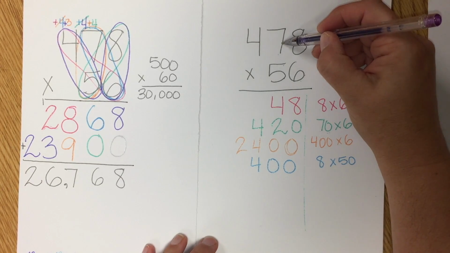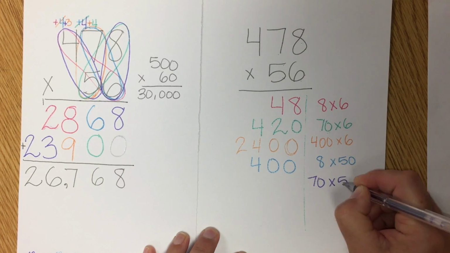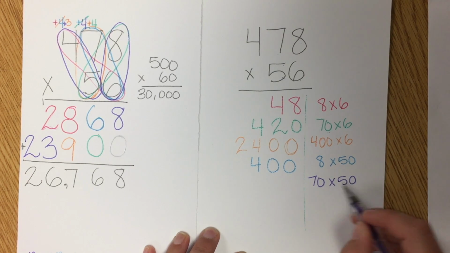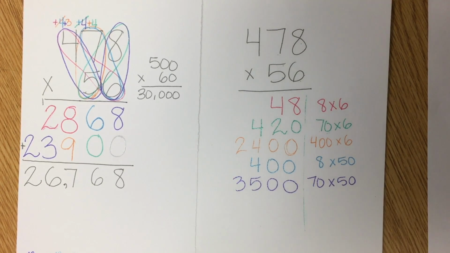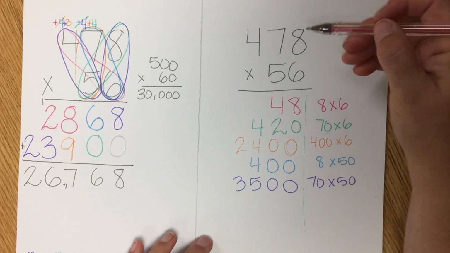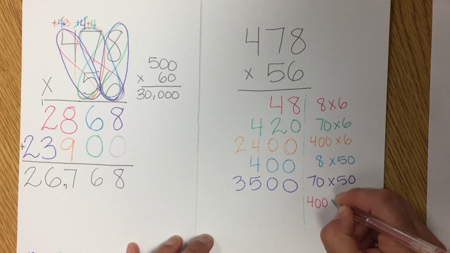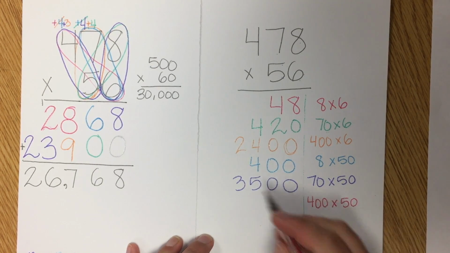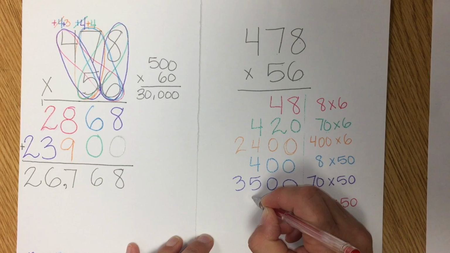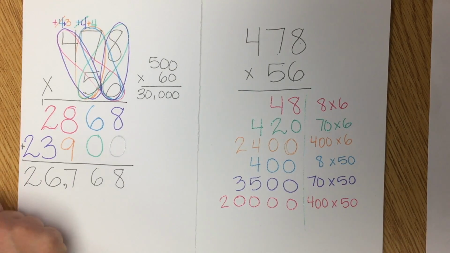And then we'll have 70 times 50. 7 times 5 is 35 with 2 zeros. That gives us 3,500. And lastly, we have 400 times 50. 4 times 5 is 20 with 3 zeros, and a 20. Now we simply add all of these numbers up.